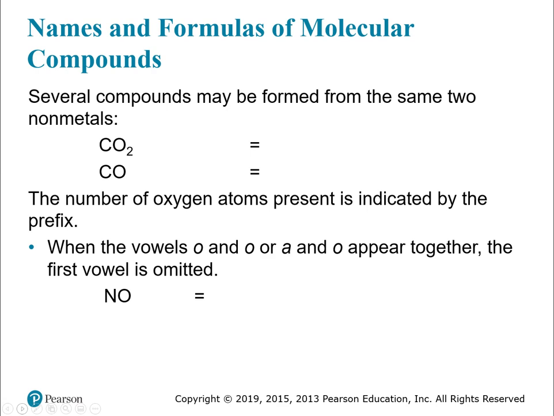With these compounds, you can have the same two nonmetals, but they're combined in different ratios. We've got CO2 versus CO. Still has carbon and oxygen, but the ratios are different. The way that we would name this first one, you write the name of the element, which is carbon. Then you use a prefix from the table. These are the Greek prefixes.